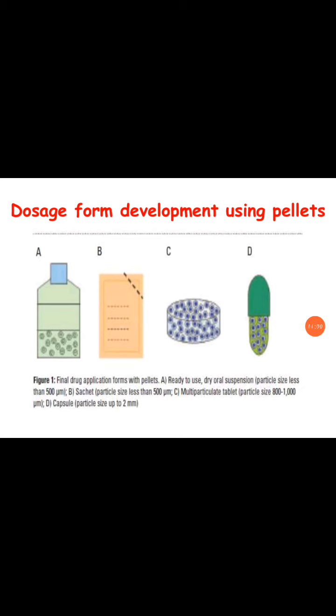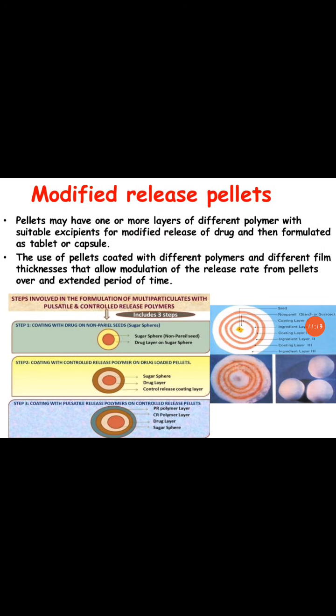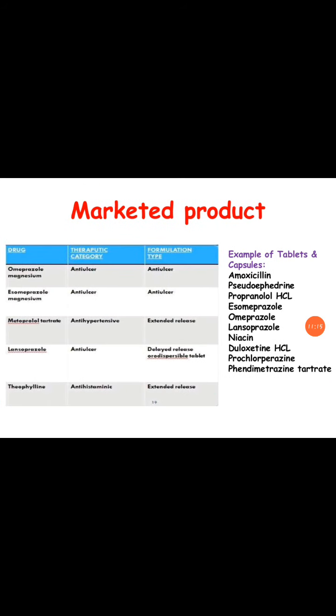Then these are some of the drug dosage forms developed out of pellets. They can be given as a tablet or other microparticulate system, or encapsulated in capsules. So these are the various marketed products available in pellet form. The final drug dosage form can be a tablet or capsule.